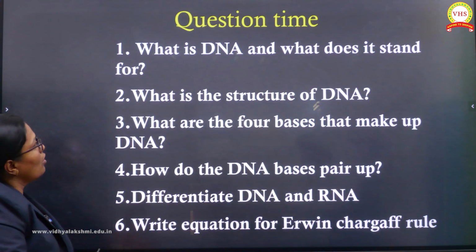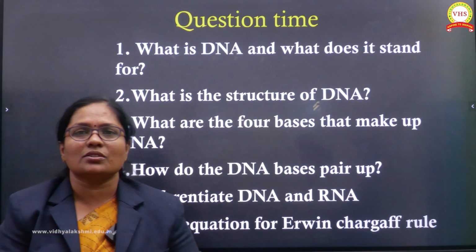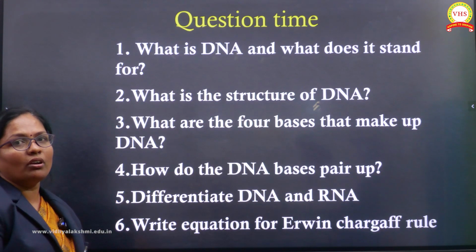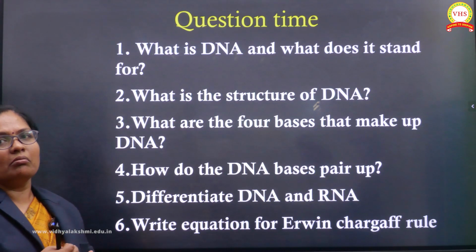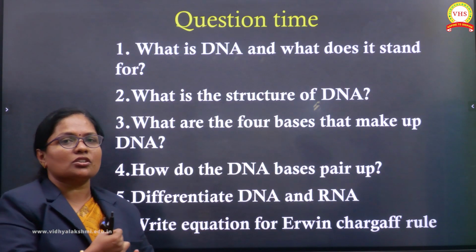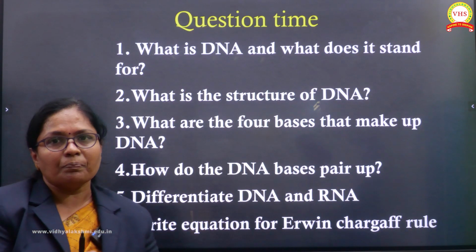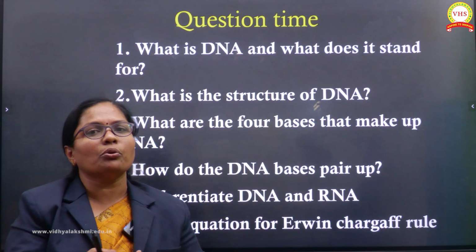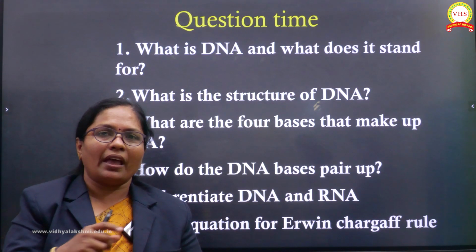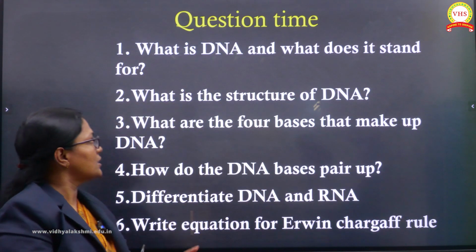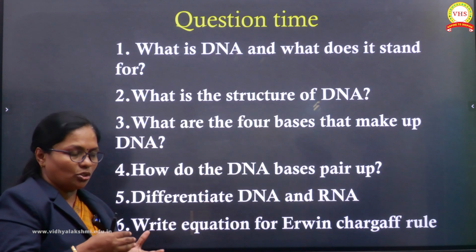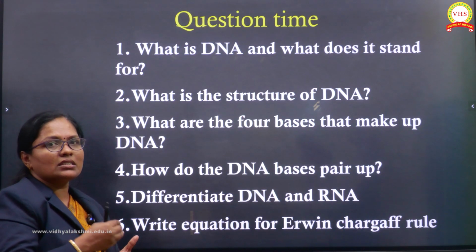And what is the structure of DNA? It is a double helix structure, made up of a sugar-phosphate backbone with 3 bonds: phosphodiester bond, N-glycosidic bond, and hydrogen bond. Phosphodiester bond connects sugar to sugar. N-glycosidic bond connects sugar to nitrogen base, and hydrogen bond pairs nitrogenous bases. Next, what are the 4 bases that make up DNA? Guanine, thymine, adenine, and cytosine.